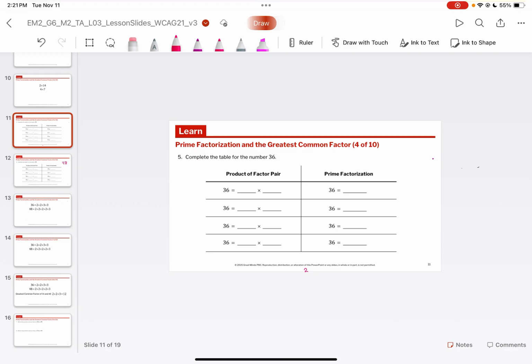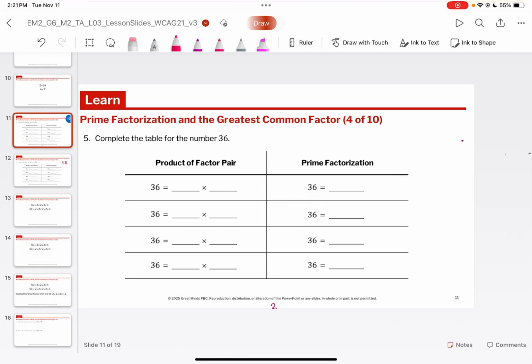Oh, it's not working again. I don't know why it's doing that. I don't know. All right, let's do 48's factor tree.